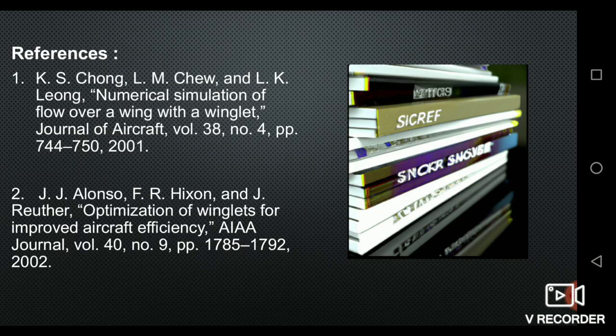Reference. I referred to the following concepts from two books. And thank you.